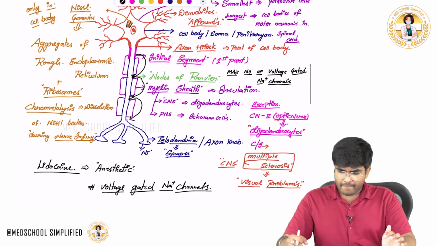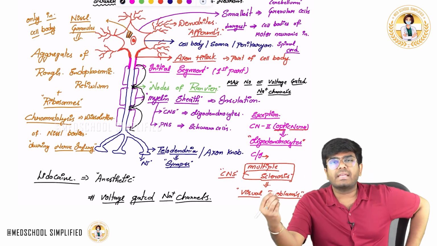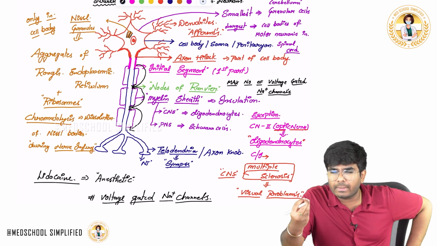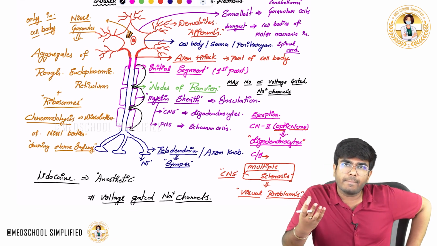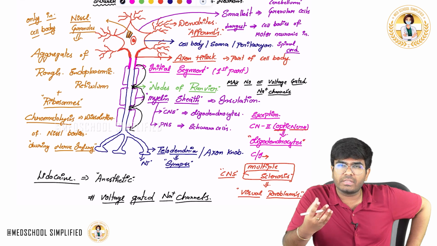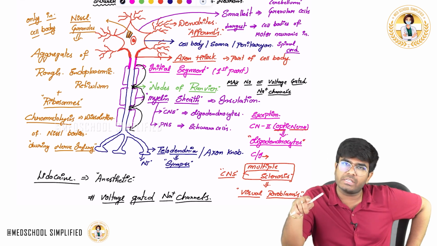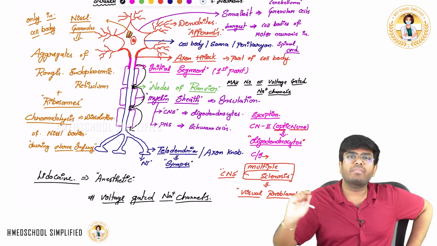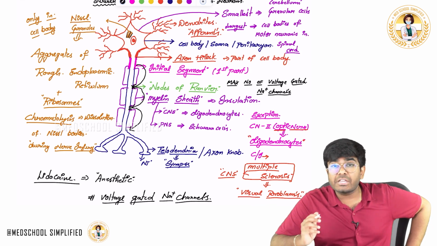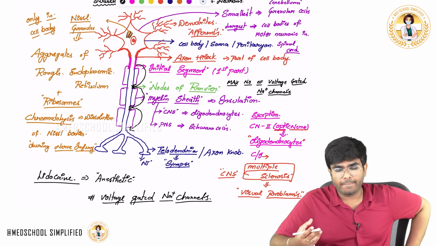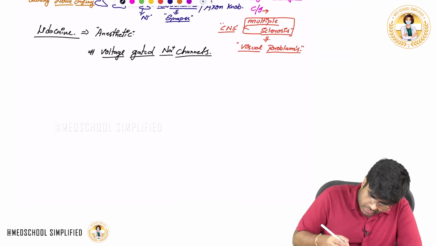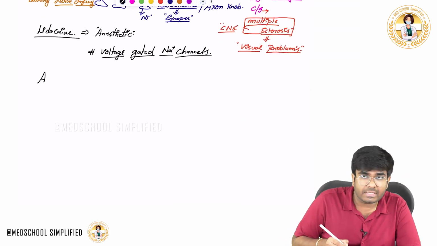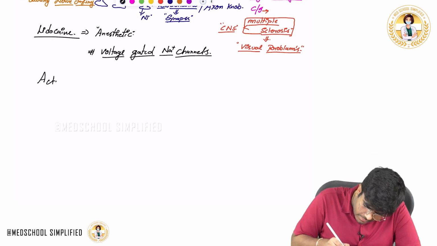Next, where exactly is this action potential generated? The action potential, the fluctuation of the membrane voltage, the conduction of the impulse. Where is it initiated? The answer for this is, there are two types of neurons, you know. One is the sensory neuron and the other is the motor neuron.